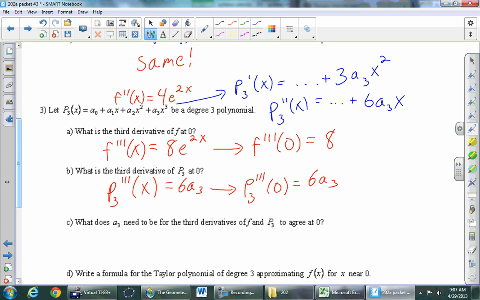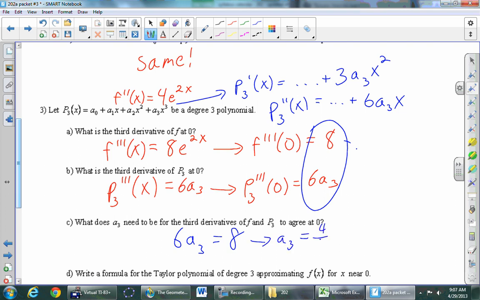And so if I want my f function, my exponential, to have the same third derivative as my cubic function here, then what's our equation to solve? 6a sub 3 equals 8. We need those two guys to equal each other, right? We just make them equal. Good. So a sub 3 is 8 over 6, or 4/3.